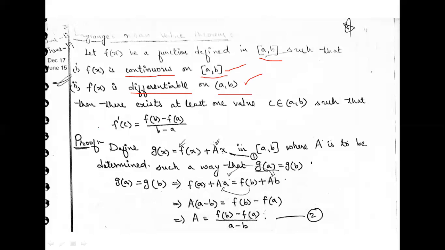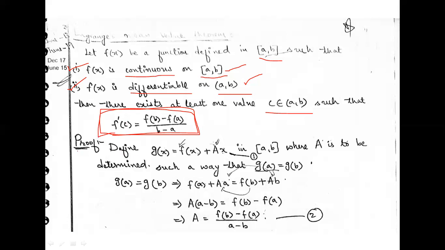Then there exists at least one value of c belonging to a comma b such that f dash of c is equal to f of b minus f of a by b minus a. Understood? This is the formula. If these two conditions are met, then we can use this formula to find f dash of c. Now for the proof.